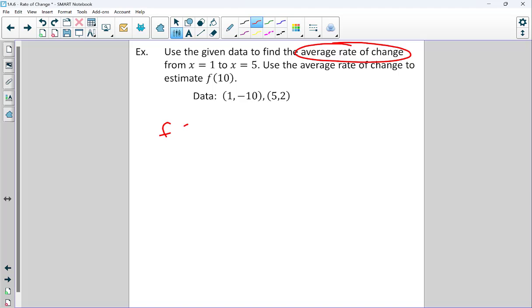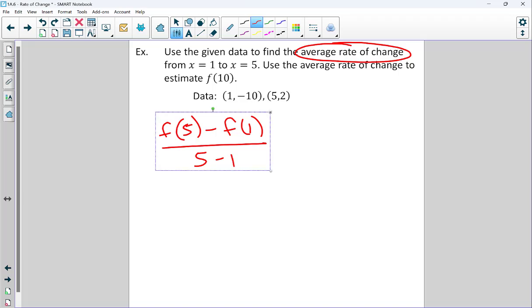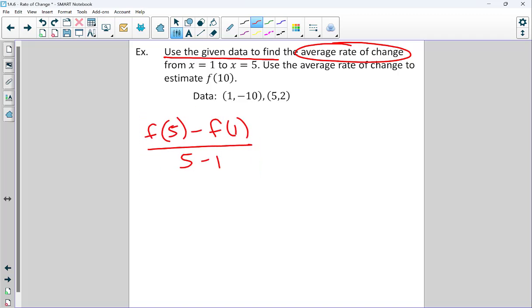f of b minus f of a over b minus a. It's crucial on the AP exam that you show the work that supports your answer. The question says, use the given data to find the average rate of change, which means if you don't show how you got that average rate of change, I don't know that you used data. You show the work that supports your answer, show me the setup before answering the question.